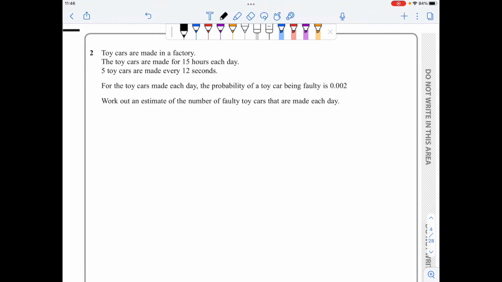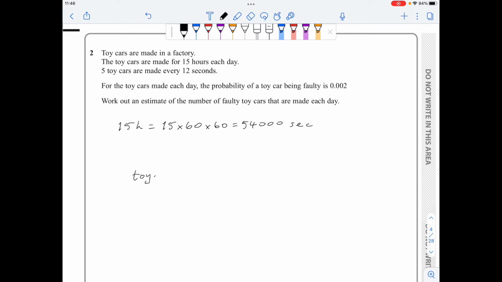In question 2, I'll start by converting the 15 hours into seconds. First, I'll do 15 times 60 to convert them into minutes, and then times 60 again. So this will give me 54,000 seconds. And then I'll just use proportion.